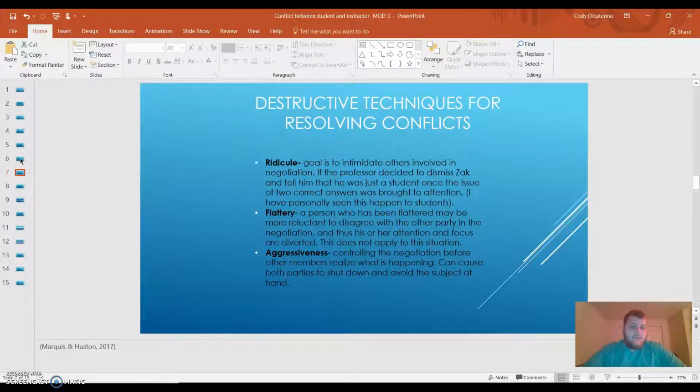And aggressiveness, this is when someone can be controlling of a negotiation before other members realize what is happening, and this can cause both parties to shut down and avoid the subject at hand.